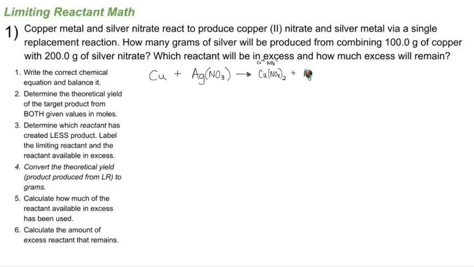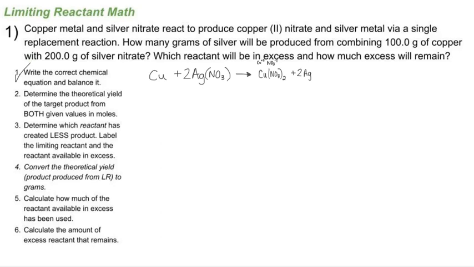Now the next thing we need to do is balance this equation, because if we don't have a balanced equation, we can't do any stoichiometry. I notice that there are 2 nitrates on the product side, so I'll put a 2 in front of silver nitrate on the reactant side. Now I have 2 silvers on the reactant side, so I'll put a 2 in front of silver on the product side. I think that makes everything balanced. So that's our first step, to write the correct chemical equation and balance it.